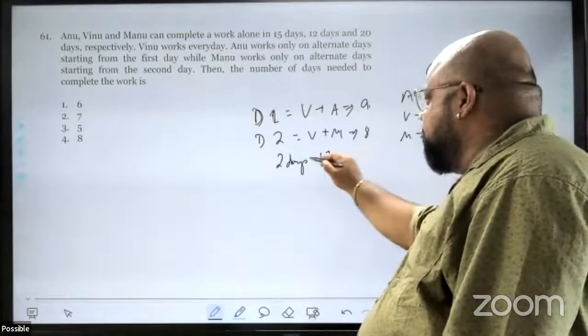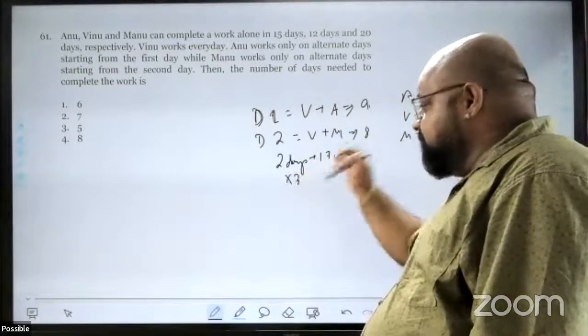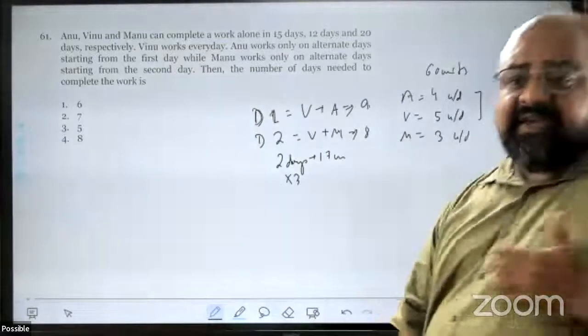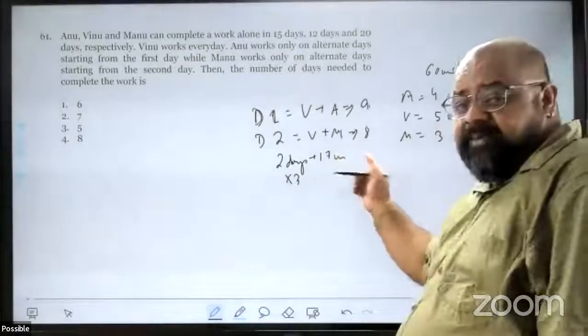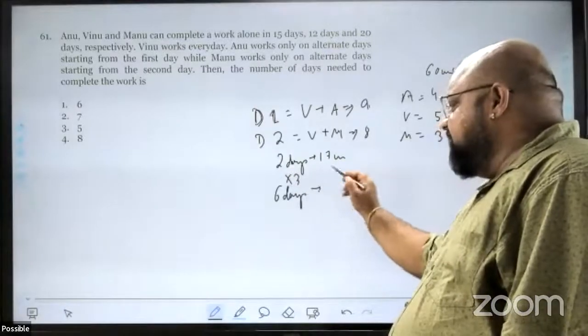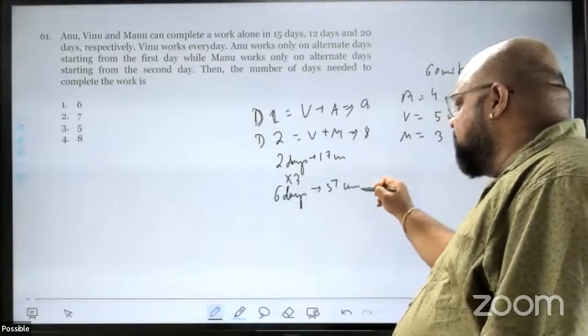This process will repeat 3 times. So basically, I'm looking for a multiple of 7 that is just less than 60, which happens to be 51, that is 17 multiplied by 3. So in 6 days, 51 units of work gets done.